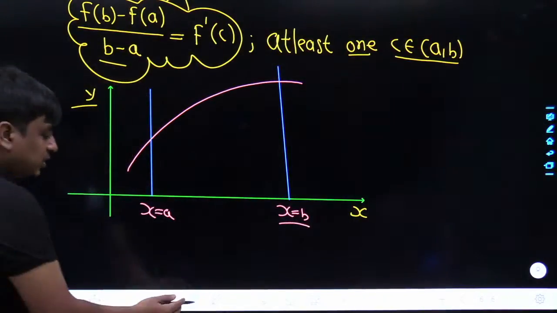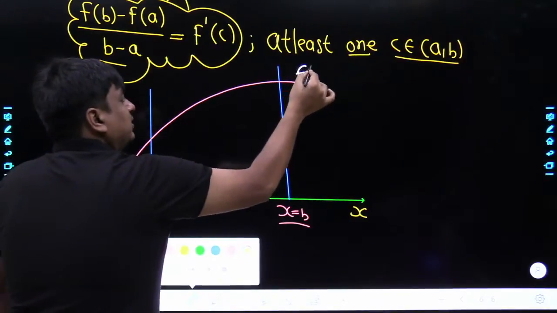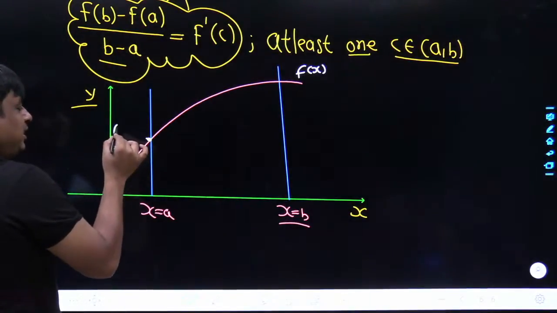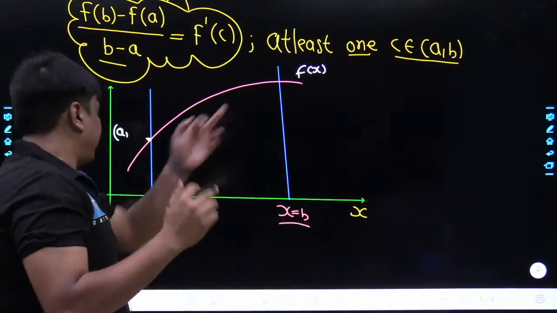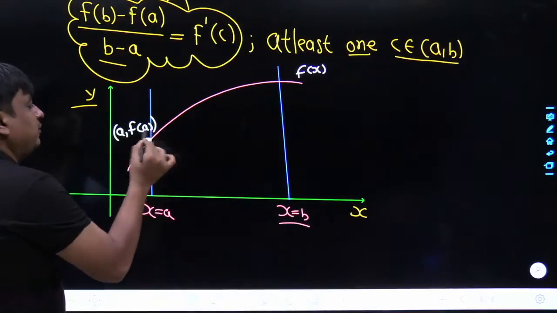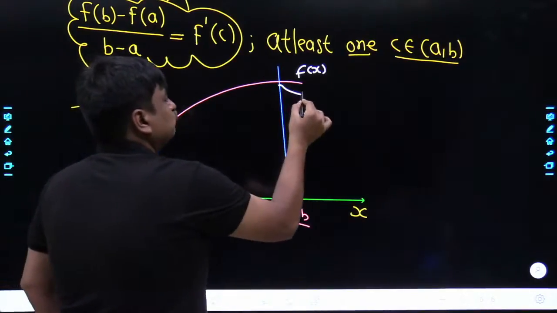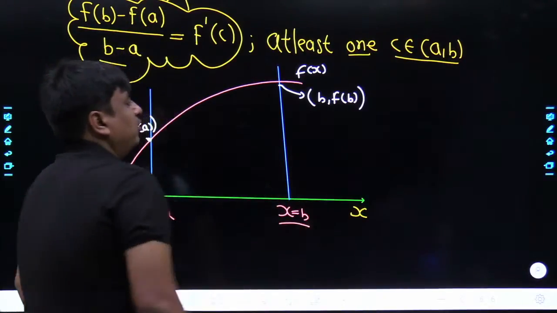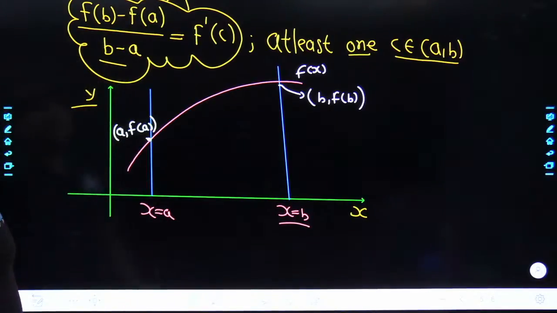May I know what would be the worth of the ordinate at this point? It's my function f of x, and hence the ordinate value at this point, whose abscissa is a, would be the worth of f of x at x equal to a, and that would become f of a. Similarly at x equal to b, it would become f of b. Is it clear?